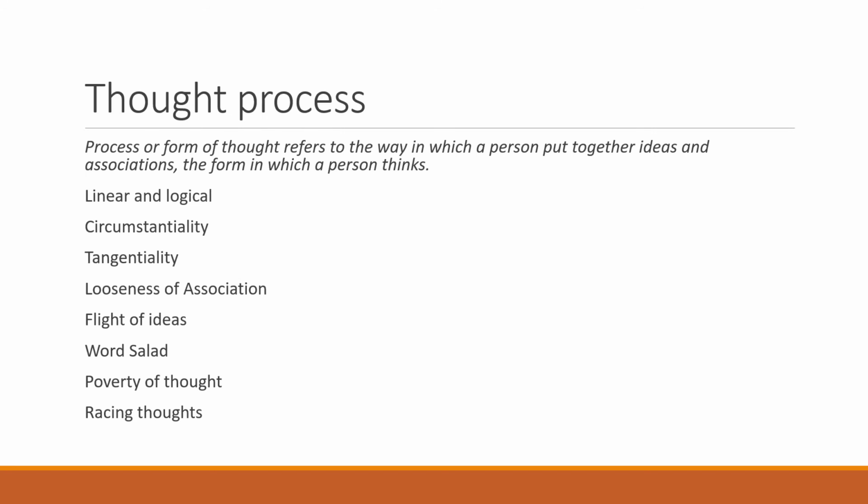So coming to thought process. The process or form of thought refers to the way in which a person puts together ideas and associations, the form in which a person thinks. So it can be described as linear and logical. Other formal thought disorders include circumstantiality, tangentiality, looseness of association, flight of ideas, word salad, poverty of thought, racing thoughts, thought blocking, neologism, or perseveration. These are the different formal thought disorders.